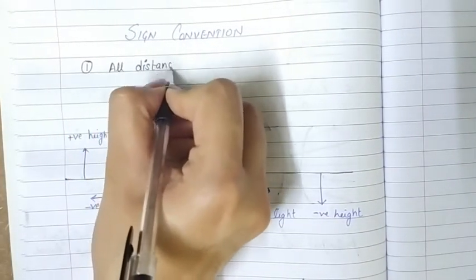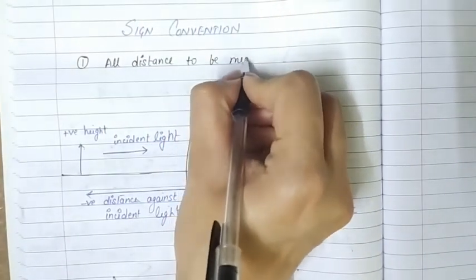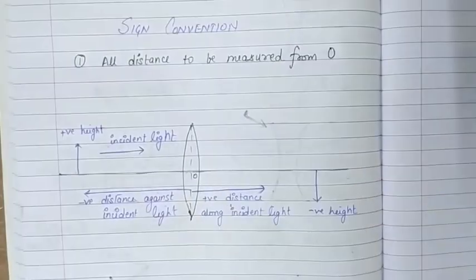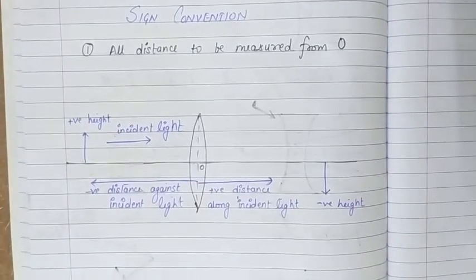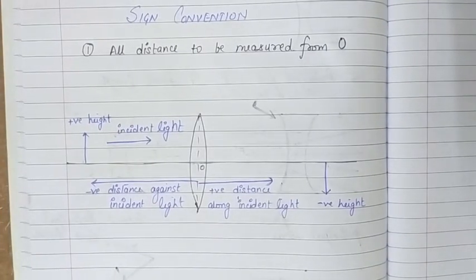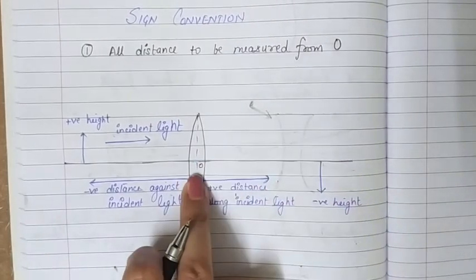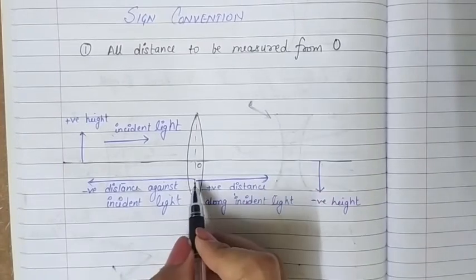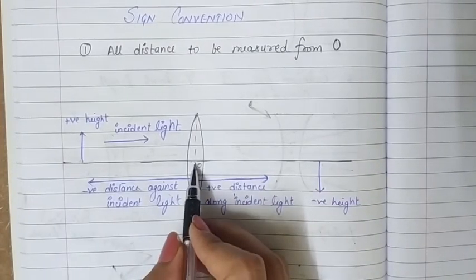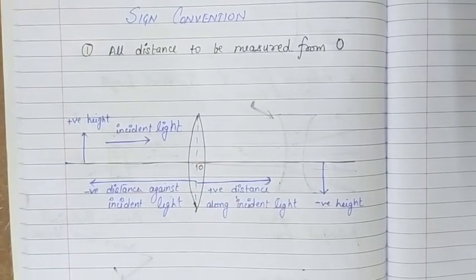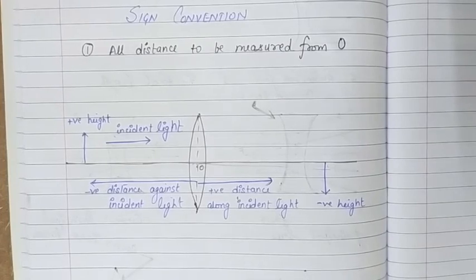This is the first point: all distances to be measured from the optical center, or I am writing it as O. Now the distances that we are measuring, if we are measuring them in the same direction as the incident light, that means from left to right or towards the right of this optical center, if light is coming from left to right, and the distance that we are measuring is also from left to right, this kind of distance, then we take it as positive. Otherwise, if we are measuring it in a direction opposite to the incident light, then we take it as negative.